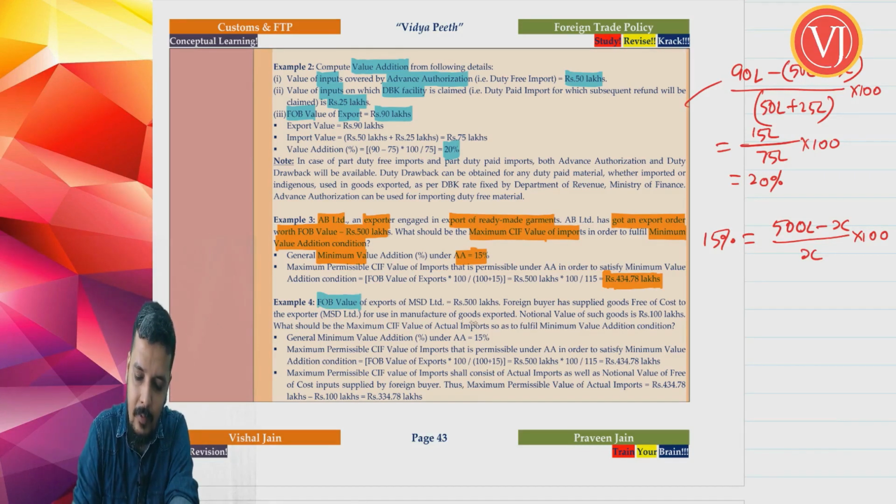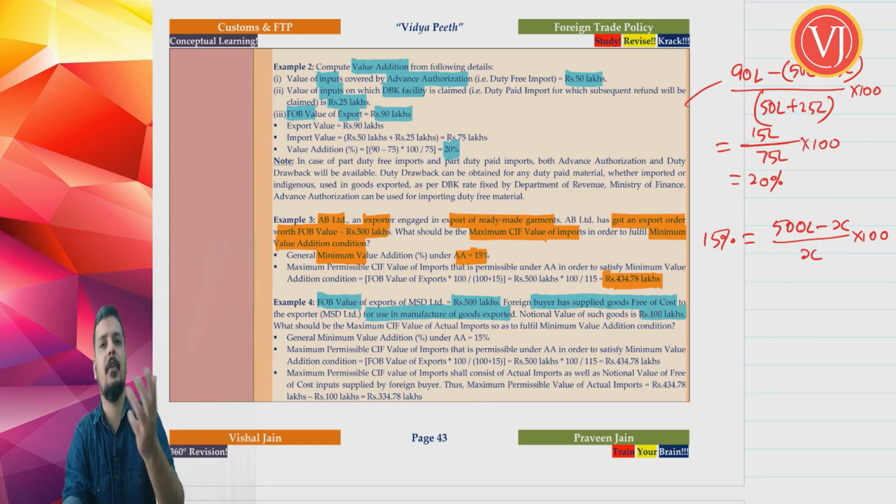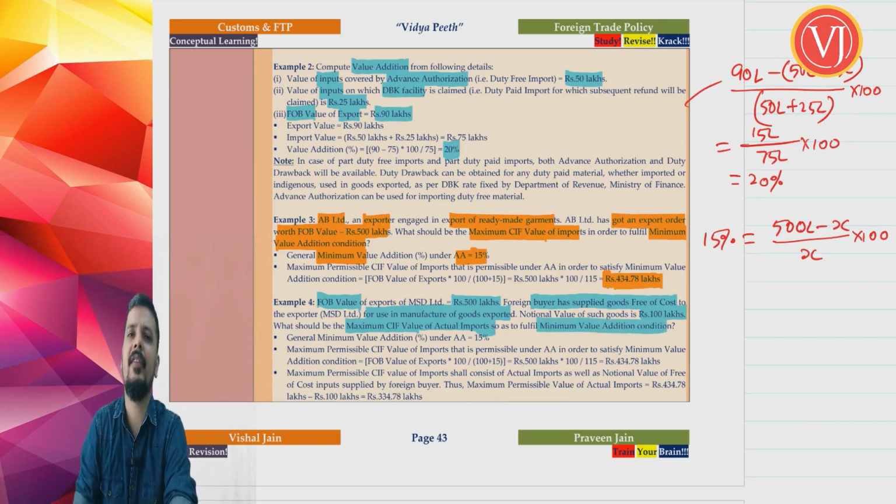Now friends, the next question. FOB value of exports of MSD Limited is 500 lakhs. So you know the export value now. Foreign buyer has supplied goods free of cost, which means free samples, for use in manufacture of goods exported. And the value of such goods, customs valuation will be there even for the free samples, 100 lakhs. What is the maximum CIF value of actual imports? Apart from this notional import, what is the maximum CIF value of this actual imports to fulfill the minimum validation condition? Friends, again a very simple question.